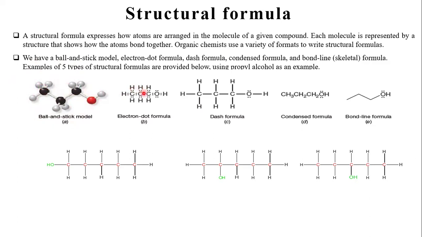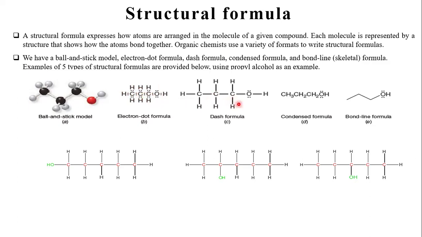Our second type of structural formula is the electron dot formula. It is also referred to as Lewis structures. These illustrate the bonding between a molecule's atoms and lone pairs of electrons. Each dot symbolizes an electron. So we can see from this structure, each dot represents an electron that is covalently shared.